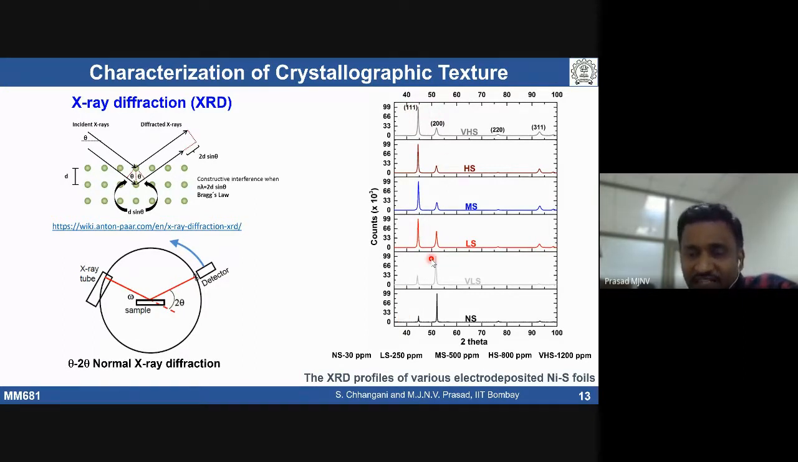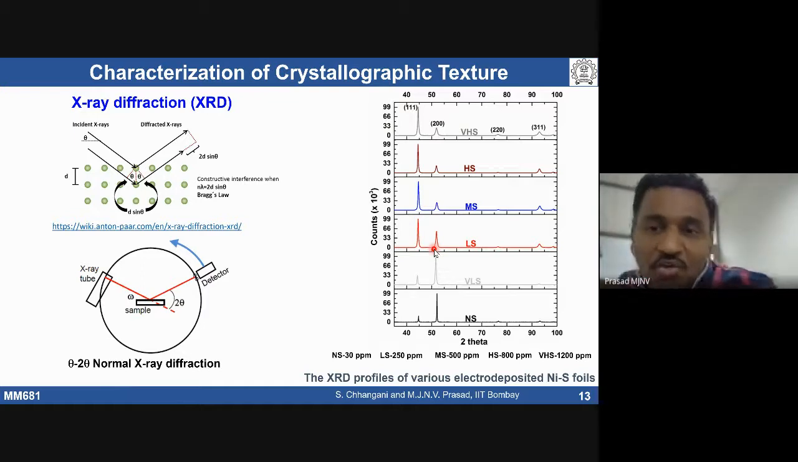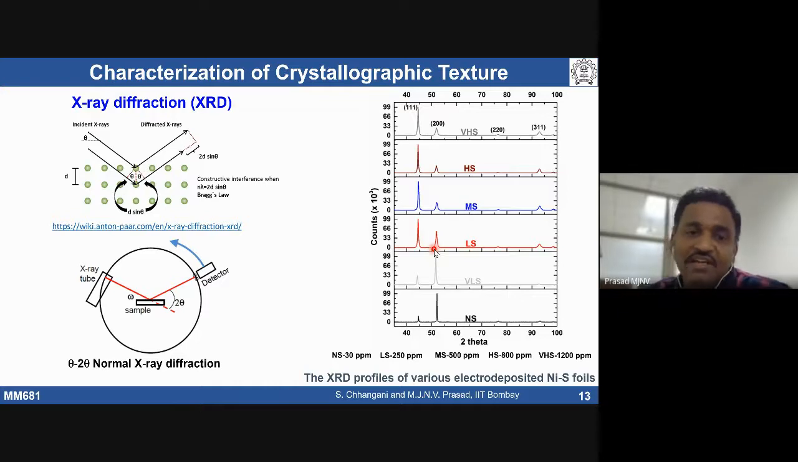This clearly says that the number of grains with a particular orientation is changing with the alloy content. So this 2 theta scan, depending on the intensity ratio change, can tell you some texture change, but it is only qualitative information. We cannot quantify directly. Indirectly we are saying the intensity is changing, but it's not really giving us any quantification.